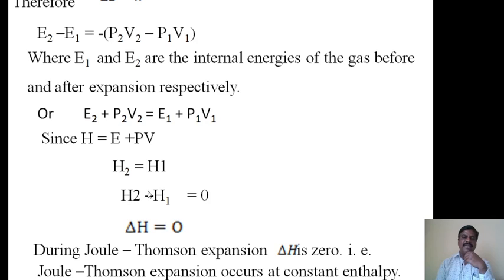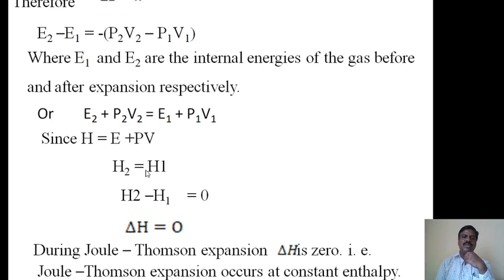Therefore, we can write this simply. H is equal to E plus PV, as we know. Here, this can be written as E2 plus P2V2, for which I can write H2, and this is equal to E1 plus P1V1, for which I can write H1.